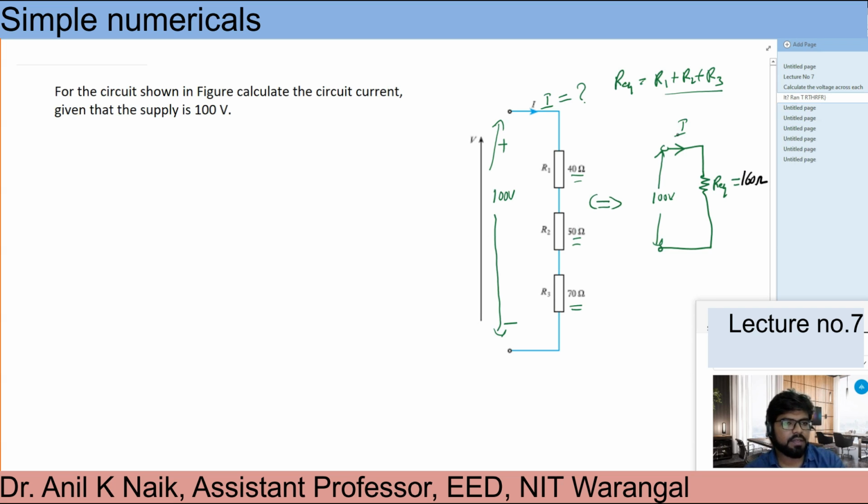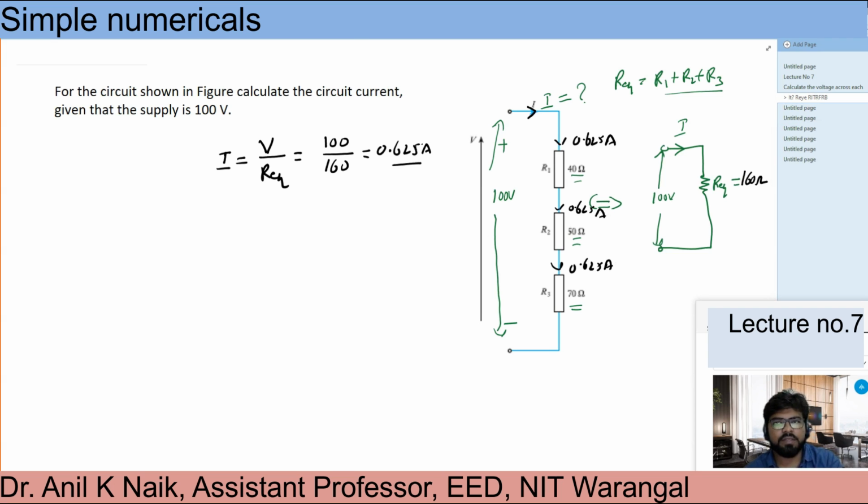Now can you calculate what is the total current here? So I total can be calculated as the voltage by that R equivalent. So what is given here? 100 volts is given to us and R equivalent is 160. If you do this, you are going to get 0.625 ampere. So this is the current flowing through here. So now I know the current flowing in all the resistances is 0.625 amperes.